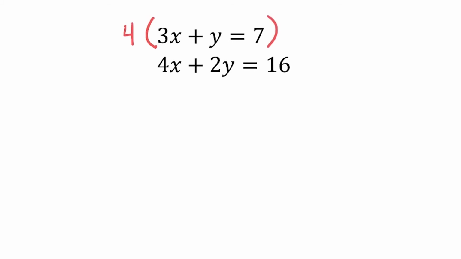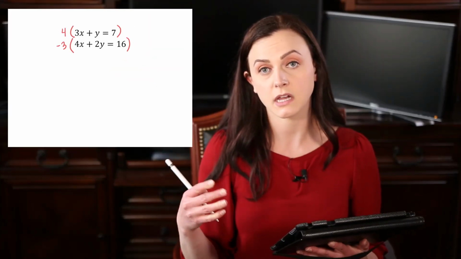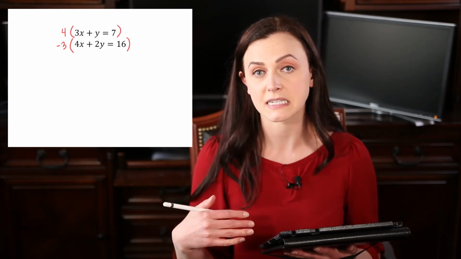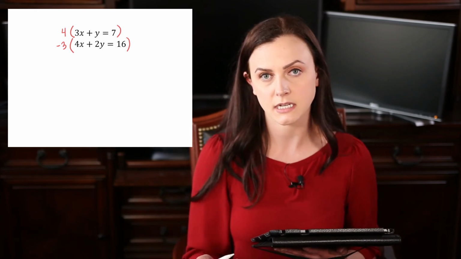That's going to give me a positive 12x. The second equation, I'm going to multiply the whole thing by -3. Now you could have done -4 on top, +3 on bottom. As long as they're opposite signs and will add to 0, it doesn't matter.